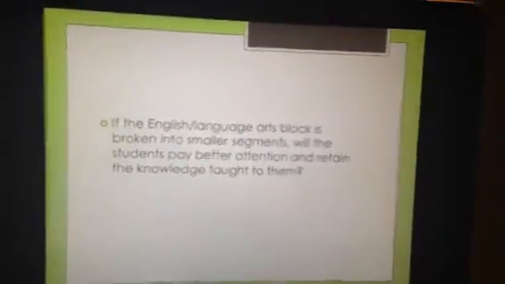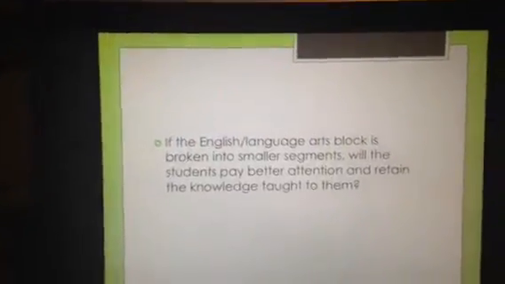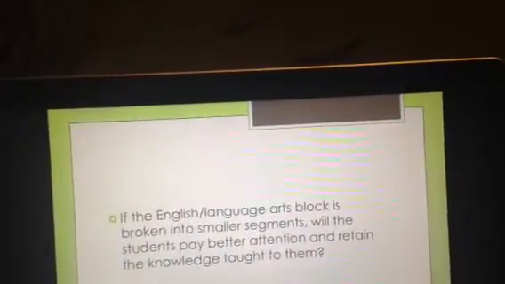These surveys would be analyzed and used to see if there's a correlation between what students think about ELA and how well they pay attention and retain knowledge.